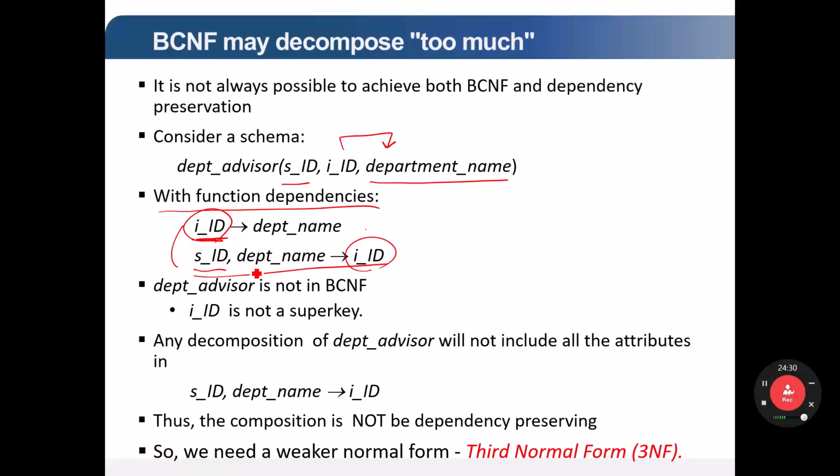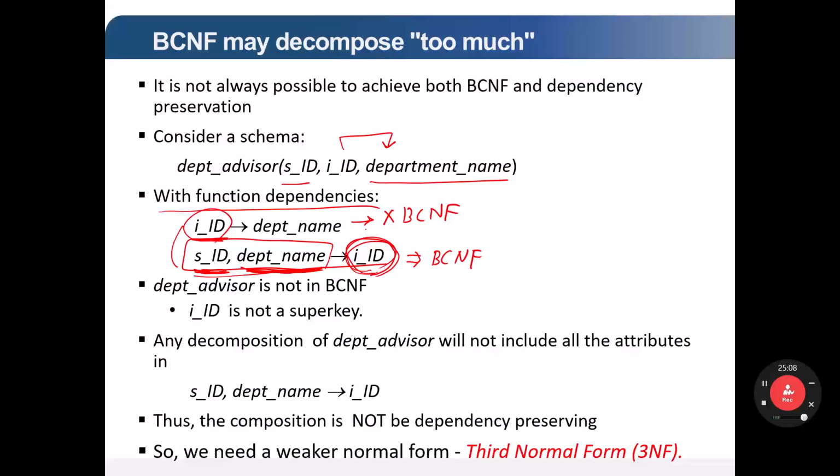What about SID and department name? If we know SID and department name, then we know instructor ID. So if we know these two attribute values, then the rest, I mean, the third attribute will be known. Therefore, SID and department name is the super key. Actually, it is a primary key, candidate key of this table. So this second functional dependency satisfies the BCNF condition. But this first functional dependency doesn't satisfy BCNF.